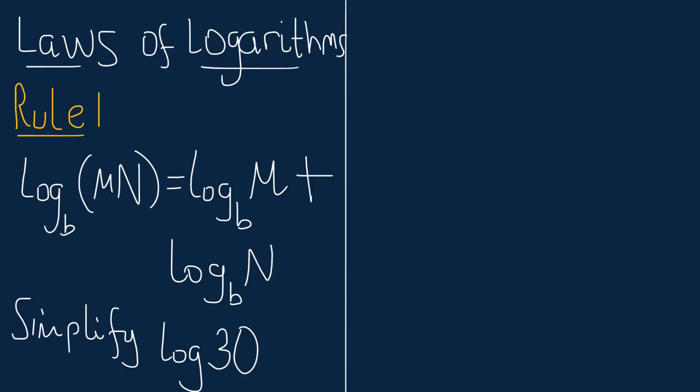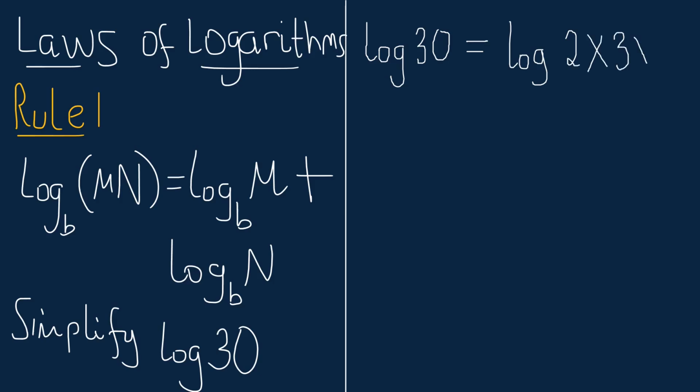The first law of logarithms is the product rule. The logarithm of a product is the sum of the logarithms. Consider simplifying log 30. Log 30 does not have an obvious base, so we will assume the default base 10.